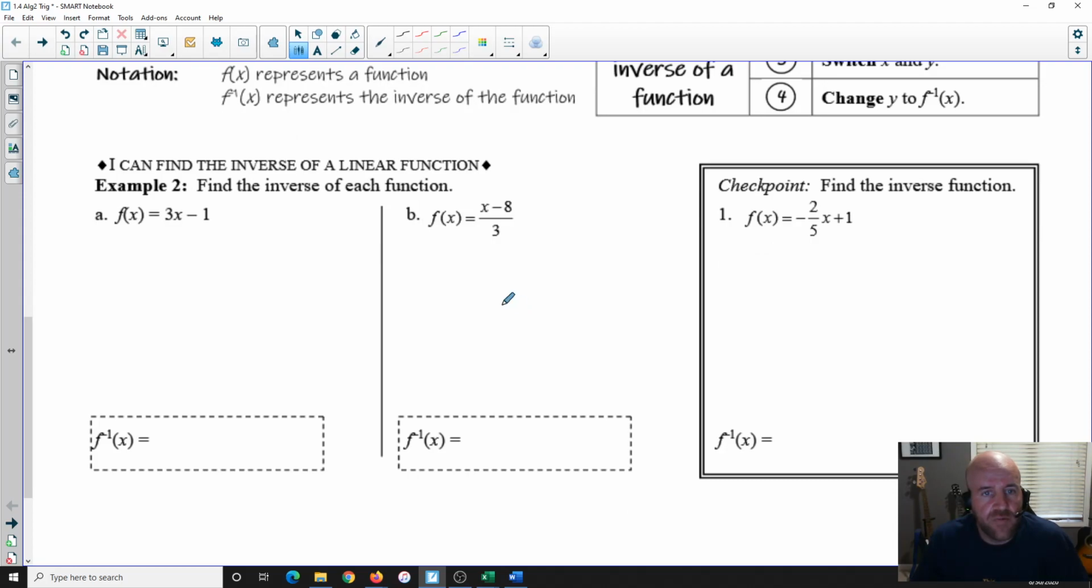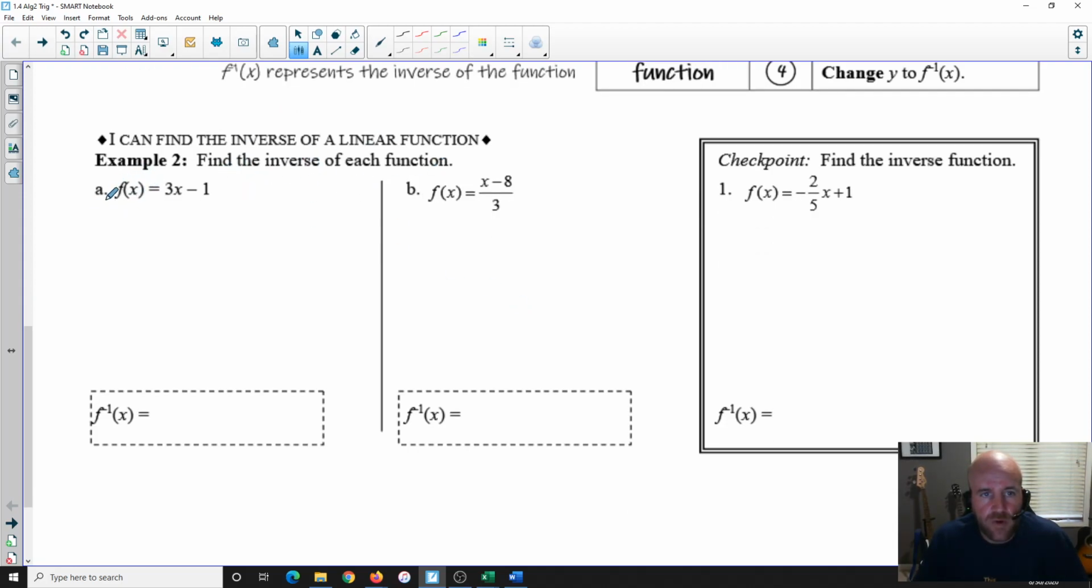So example 2, finding the inverse of each function. So remember, we're going to think about that as being a y. You can think about just this as a y, or you can write it down like I said. So if we have that, now we can go ahead and do step 2. We have solving for x. So we need to get x by itself. So add 1 over and then divide by 3. So you're going to have y plus 1 divided by 3 equals x.